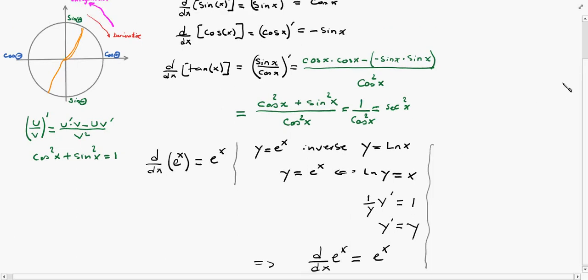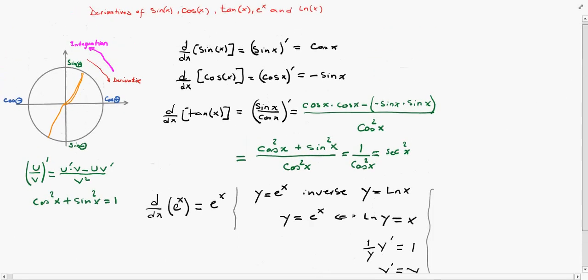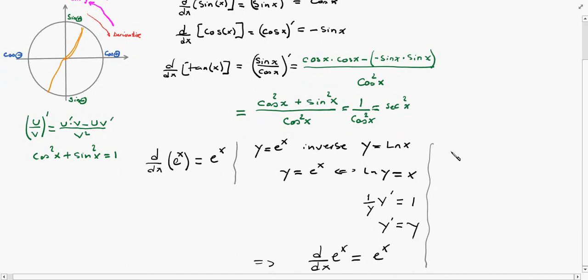And the last one, the derivative of the natural log of x, as an inverse function of e to the x, is going to be 1 over x. That's what we're going to see in our next video.